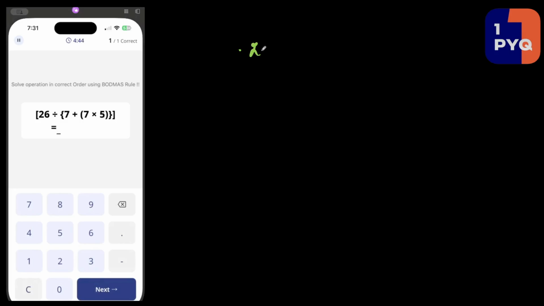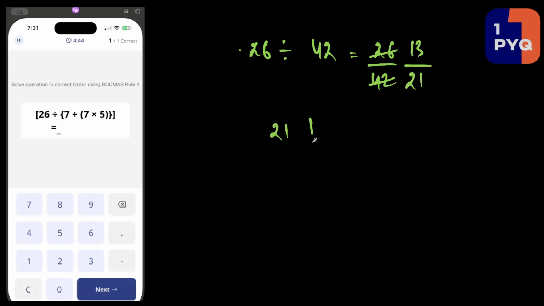In this question, there was a particular part where things get a little tricky. So we have 26 divided by, I'll be solving the bracket straight away. 7 5s are 35. 35 plus 7 is going to be 42. So 26 divided by 42. 26 over 42 is nothing but 13 over 21. When I have 21 and I'm dividing 130 or 13 by 21, I have a point. That's why this is already here.